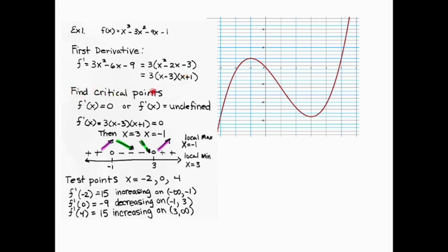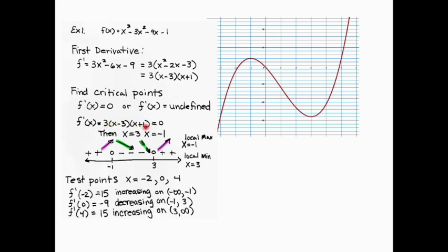So when we go to find our critical points, they are the values of x when the derivative is equal to 0 or when the derivative is undefined. Because this is a polynomial, we don't have any places that we would have an asymptote or a hole in the graph where it would be undefined. So I'm really going to focus on setting the derivative equal to 0 for this one. When I set this to 0, I get that my values of x are 3 and negative 1.